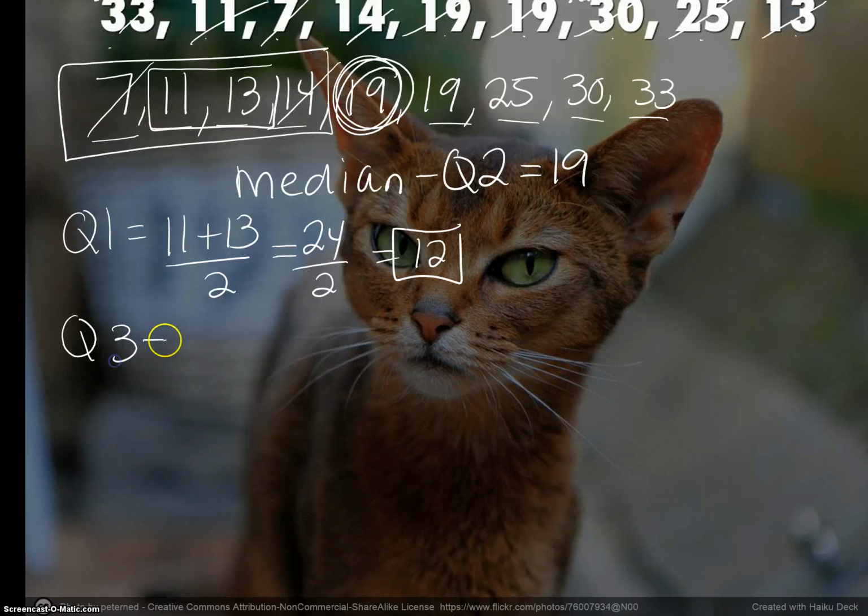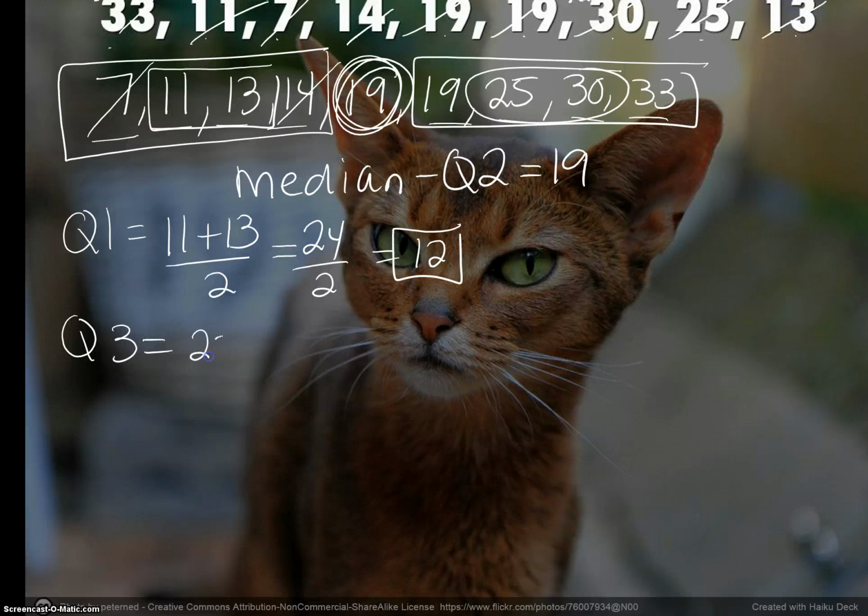Quartile 3, I'm going to have 2 numbers in the middle again. In this case, it's 25 and 30. So when I add 25 and 30 together, and you're going to want to show your work just like I'm doing here, I get a sum of 55. If I divide that by 2 to see the number that's exactly in the middle, I'm going to get a decimal number of 27.5.